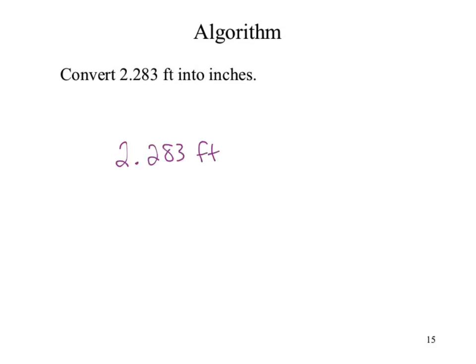2.283 feet times 12 equals what? I should have picked a number I could multiply with. 24 point something. Actually, it's probably going to be 25-ish. Now, someone have a calculator handy? 27.396 feet. And you're going to be like, well, but no, I converted to inches.